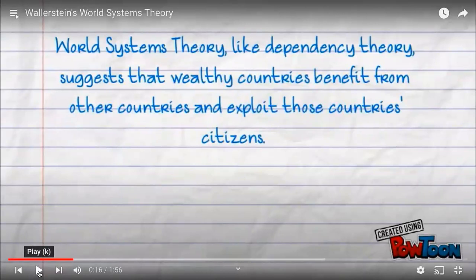Yeah. So like dependency theory, si world system ni Immanuel Wallerstein suggests that wealthy countries benefit from other countries and exploit their countries' citizens. Ito naman more on the exploitation, hindi naman pang-abuso, kaya lang mayroong inequality sa treatment. Kaya, yun, sinasabing exploit, may inequality na nangyayari. Alright? Within the citizens and the citizens of the rich countries or wealthy countries.